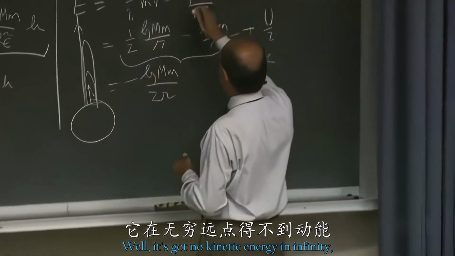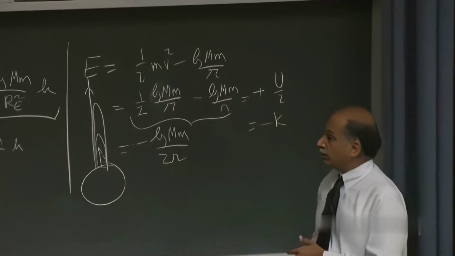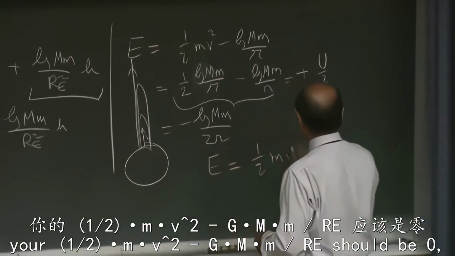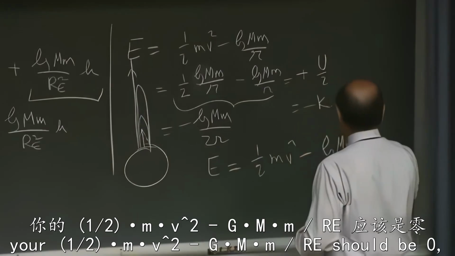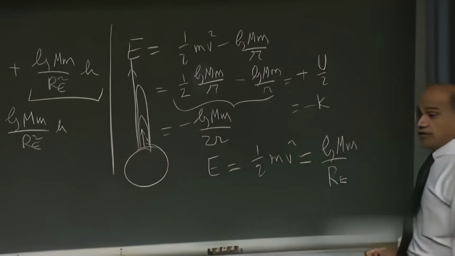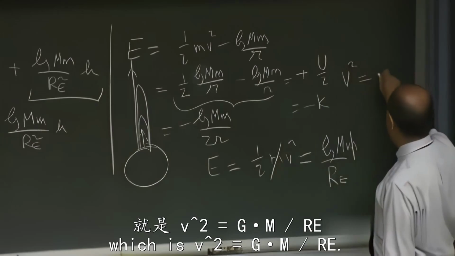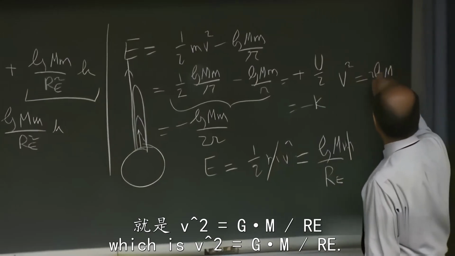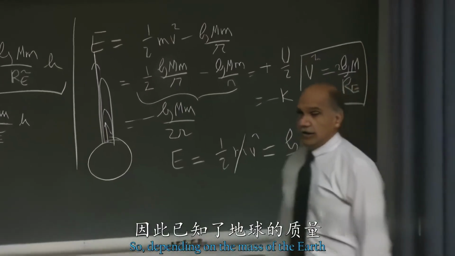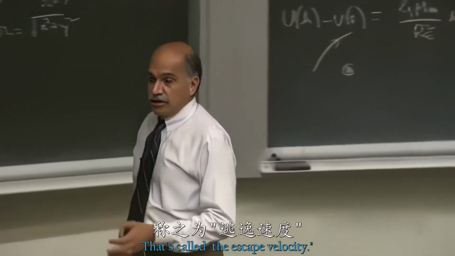Well, it's got no kinetic energy at infinity. It's got no potential energy at infinity. Therefore, its total energy should be 0. Therefore, at the surface of the Earth, your 1/2 mv squared minus GMm over r Earth should be 0, or these two numbers should be equal. Canceling the mass, you will find a formula, which is v squared equals 2GM over r e. So depending on the mass of the Earth and the gravitational constant and radius of the Earth, you'll get a velocity. That's called the escape velocity.